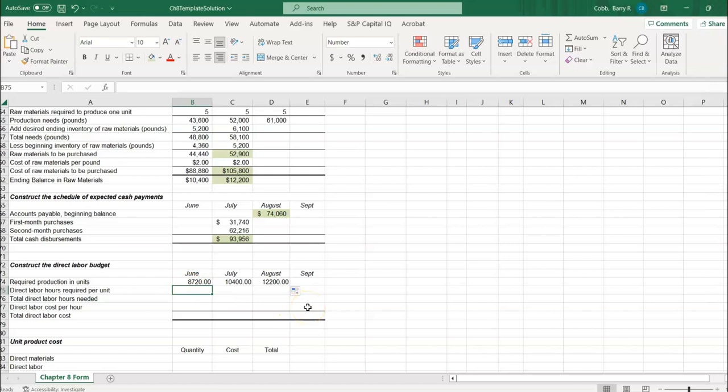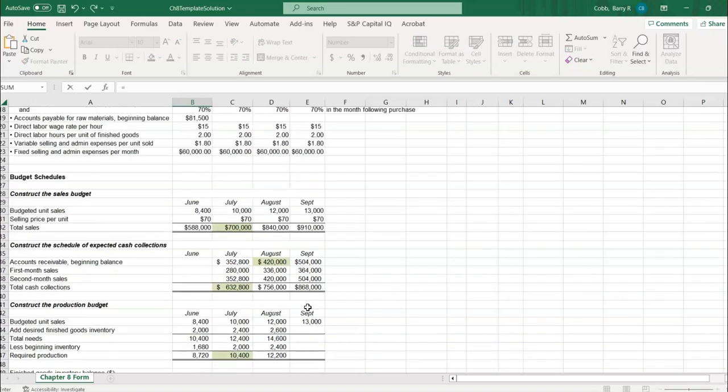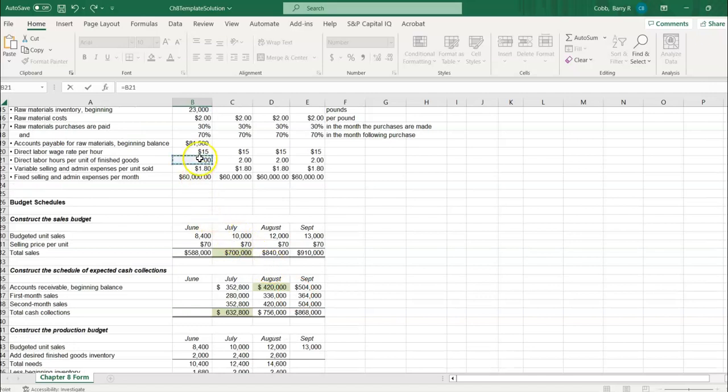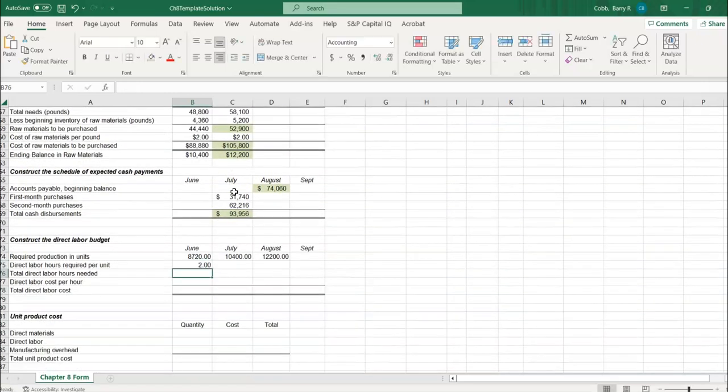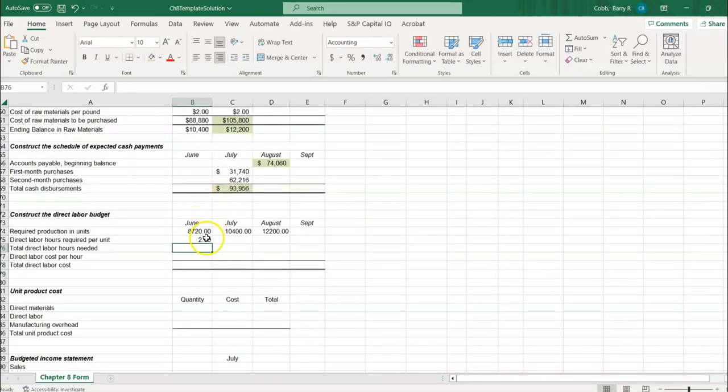Now we see that there's a certain number of direct labor hours required per unit, which is an assumption provided, and it says that there are 2 direct labor hours per unit of finished goods required. So that means that the total direct labor hours needed are the required production in units times the direct labor hours required per unit.